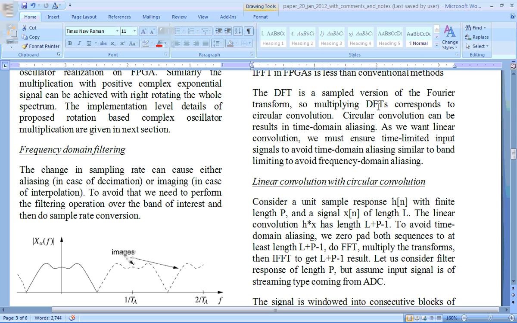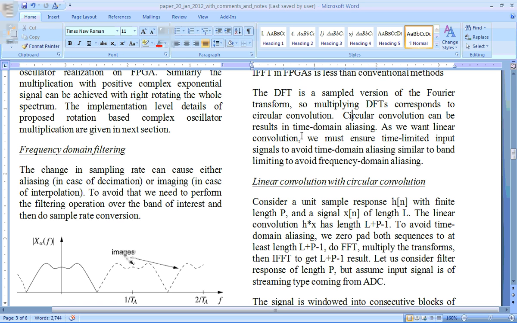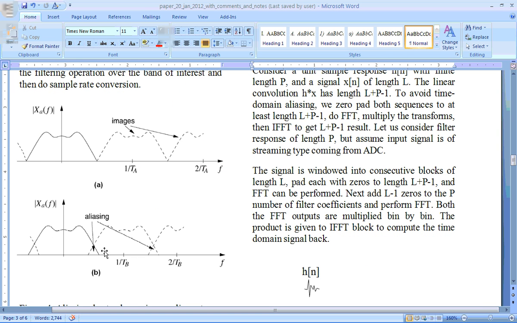So multiplying DFTs corresponds to circular convolution, not linear convolution. Circular convolution can result in time domain aliasing. If you just go by circular convolution, you think that it is equivalent to linear convolution. Where you go wrong is this: if you see the difference, the output of linear convolution, if you fold it back, that end and this end will be added together and given in your circular convolution. That is called time domain aliasing at the boundaries, like how you are seeing the frequency domain aliasing.